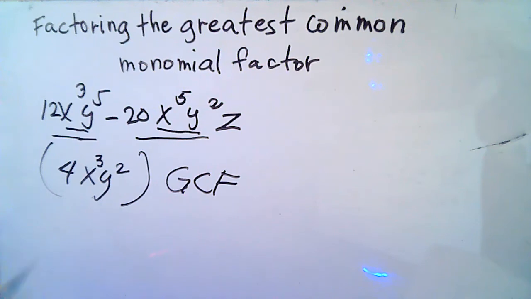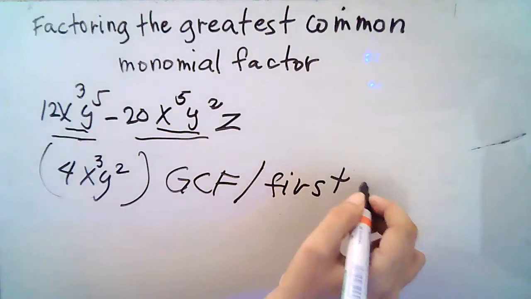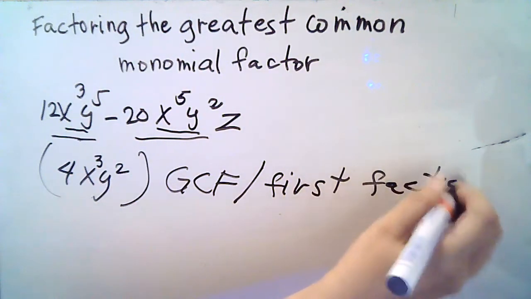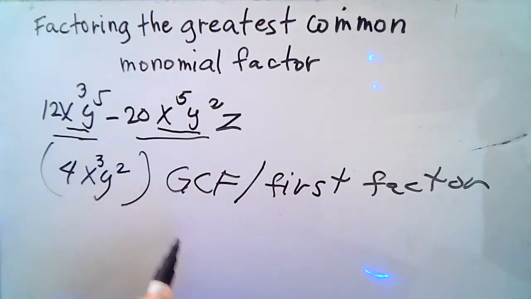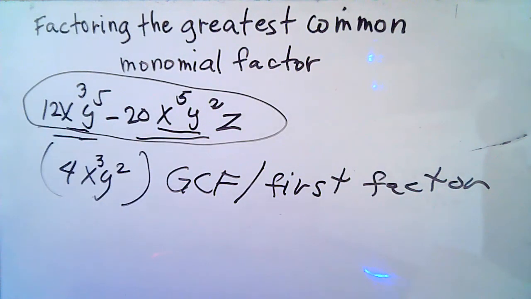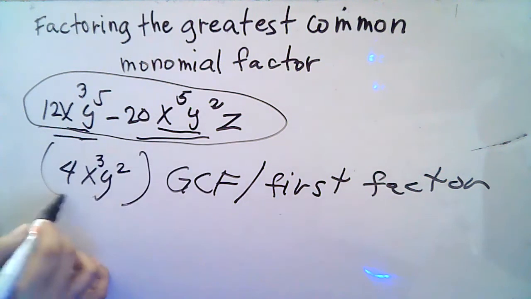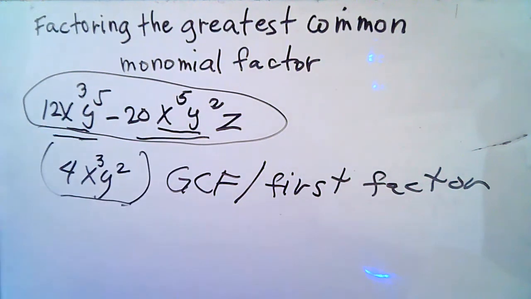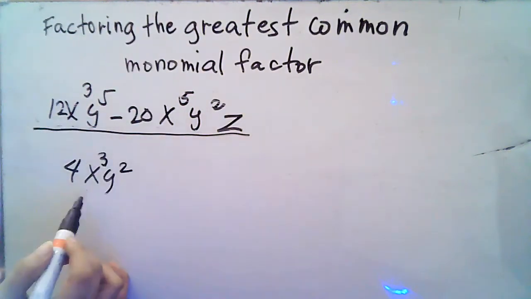So this is actually also the first factor for this polynomial. Next is to find the other factor that, when multiplied together, will give us this result. So how are we going to obtain the other factor? The next step is to divide the whole expression by the GCF.